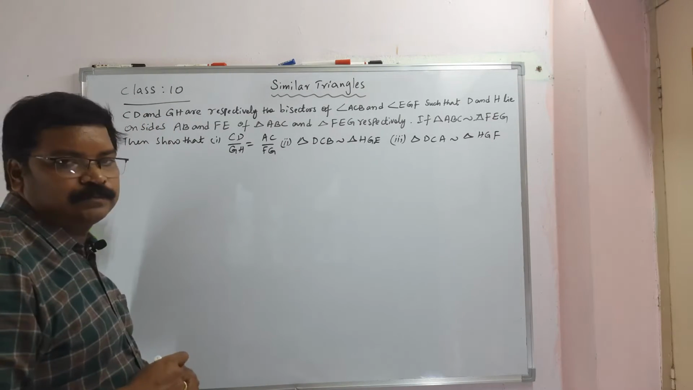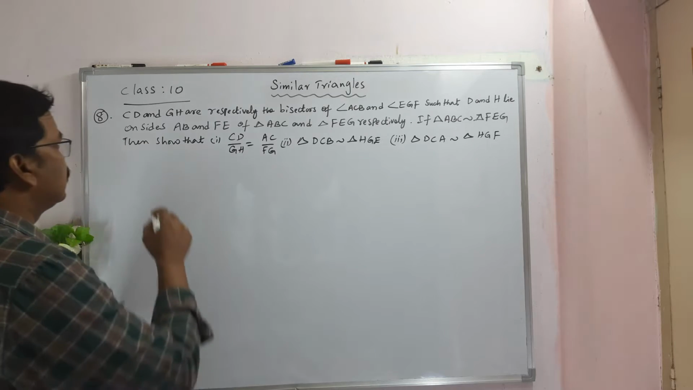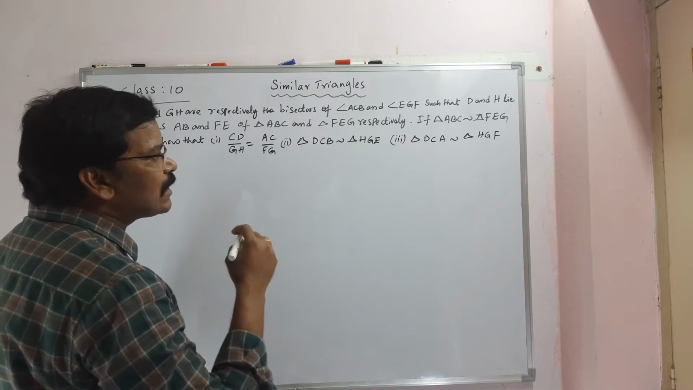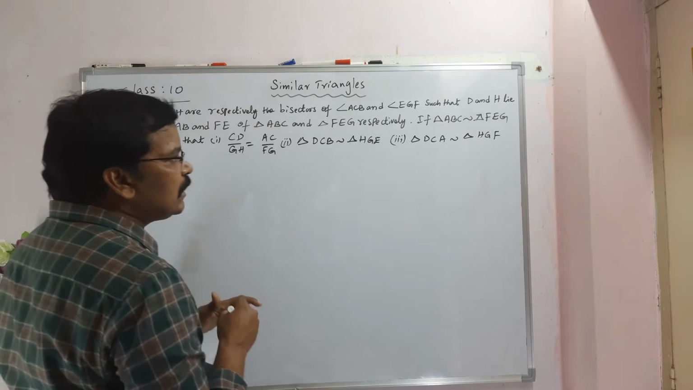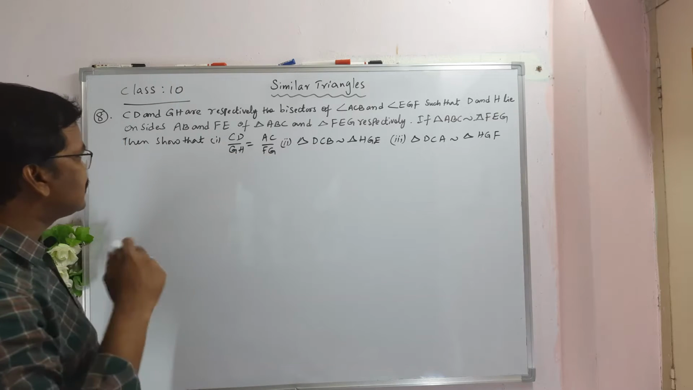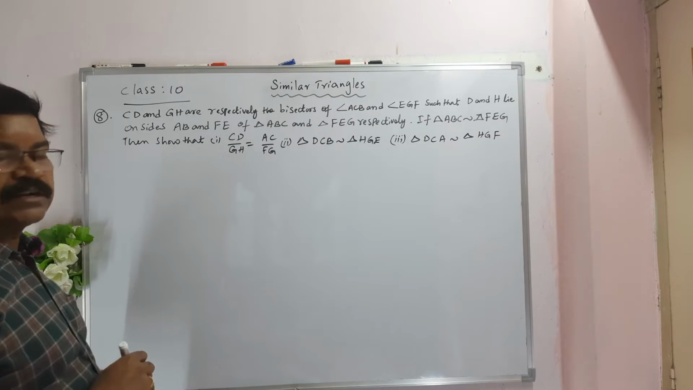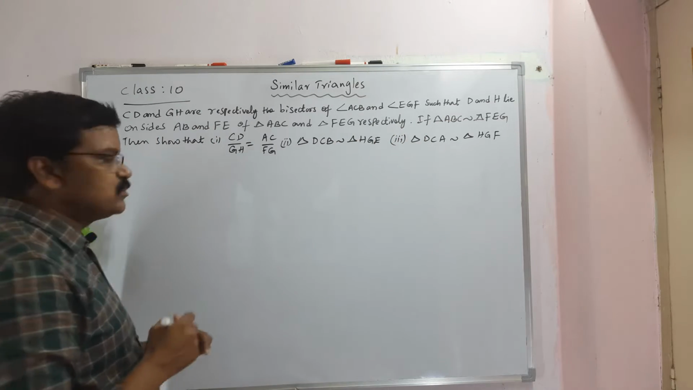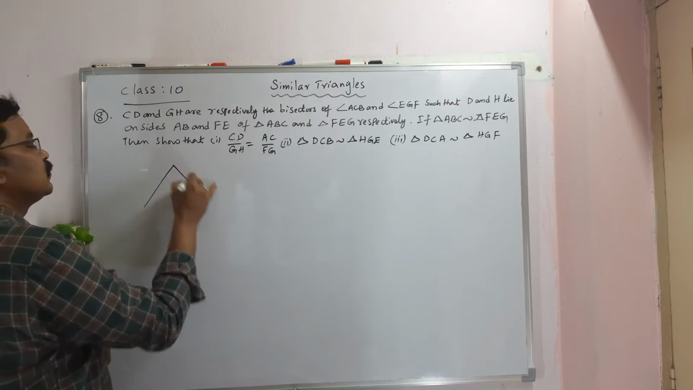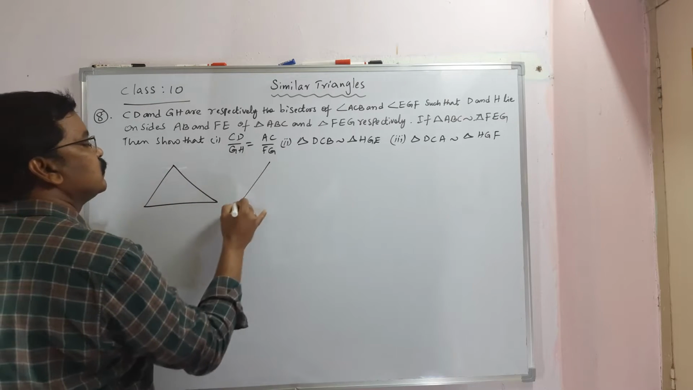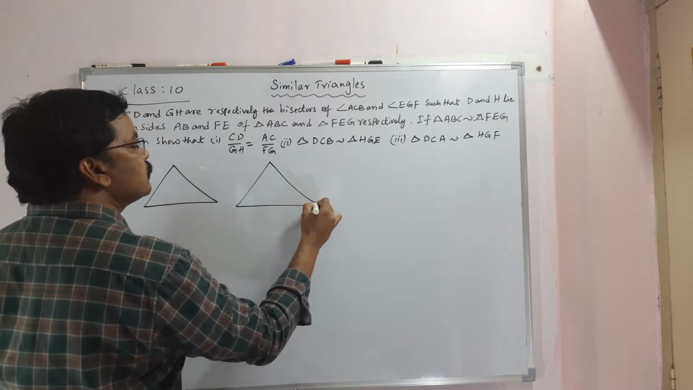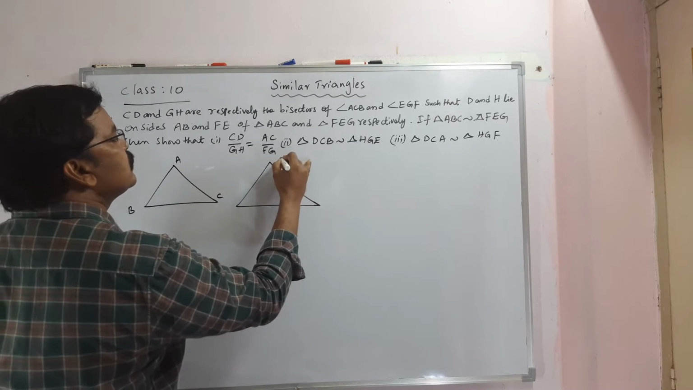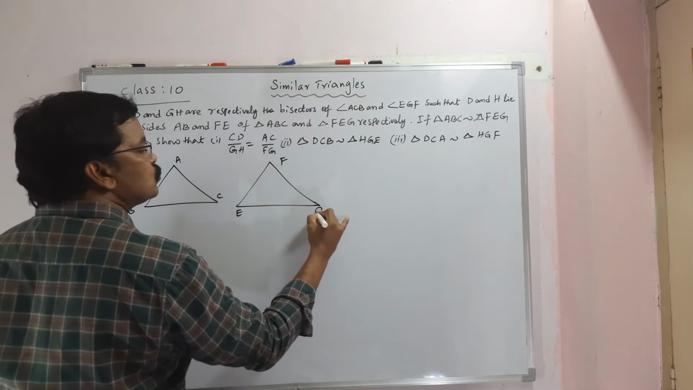Coming to the 8th question in exercise 8.2: CD and GH are respectively the bisectors of angle ACB and angle EGF such that D and H lie on sides AB and FE of triangle ABC and triangle FEG respectively. If triangle ABC is similar to triangle FEG, let us draw the two triangles, triangle ABC and triangle FEG. These two triangles are similar.